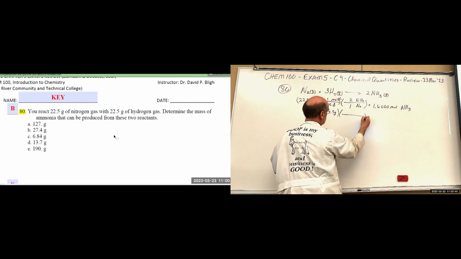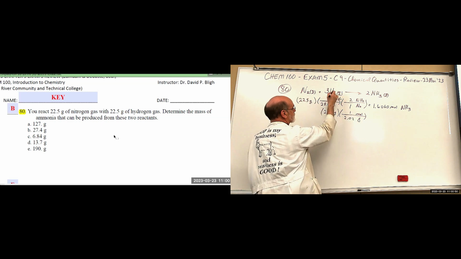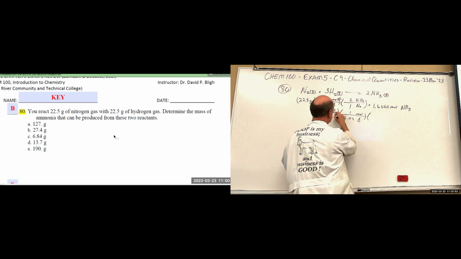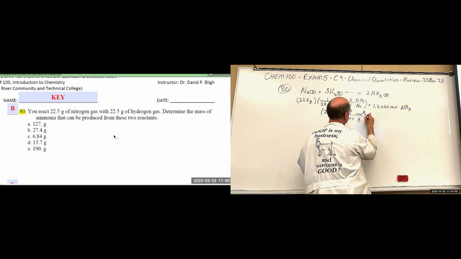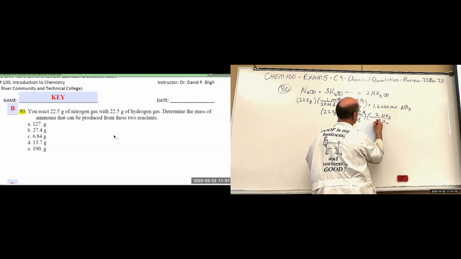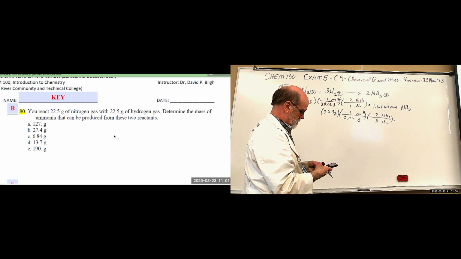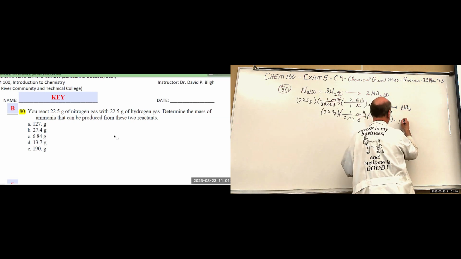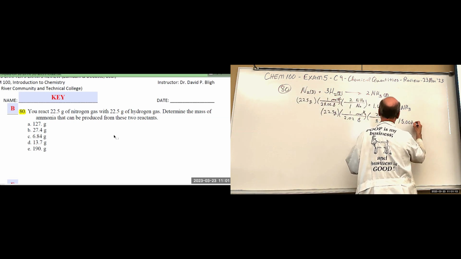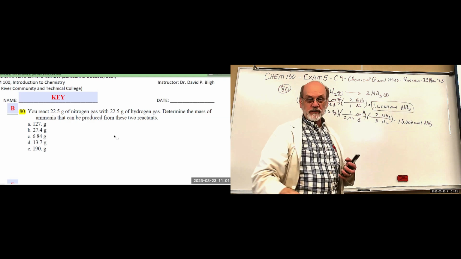How about hydrogen? Well, in this case, grams per mole, hydrogen is 2.02 grams per mole because there are 2 atoms there. And then we're going to convert moles of hydrogen to moles of NH3. So there's 2 here, 3 there. So 2/3 of 22.5 is 15 moles of NH3. That means the nitrogen is limiting. That's actually how many moles are produced.